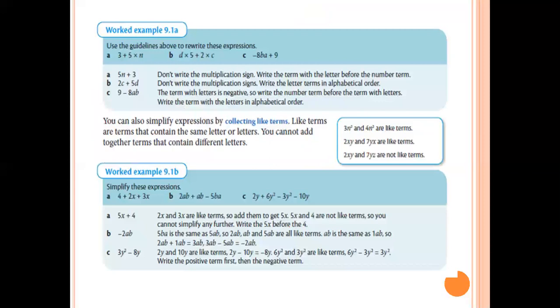Okay, let's look at the worked examples. 9.1a. Use the guidelines above to rewrite these expressions. Let's rearrange them. If you remember our rules, we have 6 different rules. Here we have 3 plus 5 times n. How can I write it here? Let's do it like this.